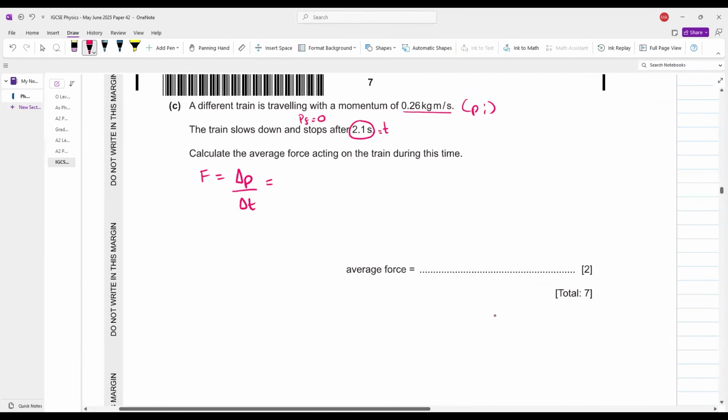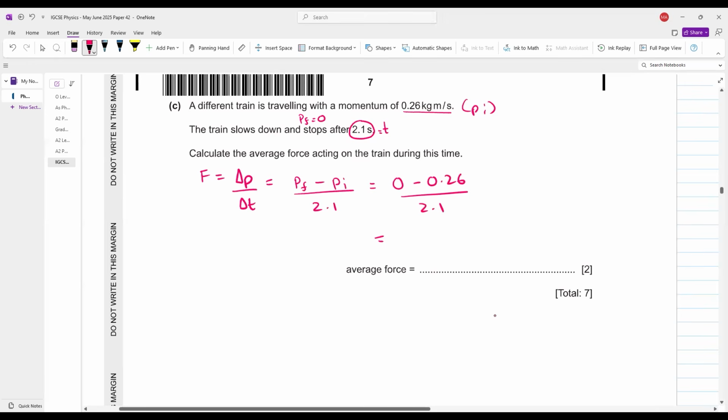What is the change in momentum? Initial momentum क्या है बेटा? 0.26. Final momentum क्या है? 0. Final momentum minus initial momentum divided by time. What is the final momentum? 0. Initial momentum is 0.26 divided by change in time, that is 2.1. Can you calculate the answer? भाई आंसर निकाल सकते हो.